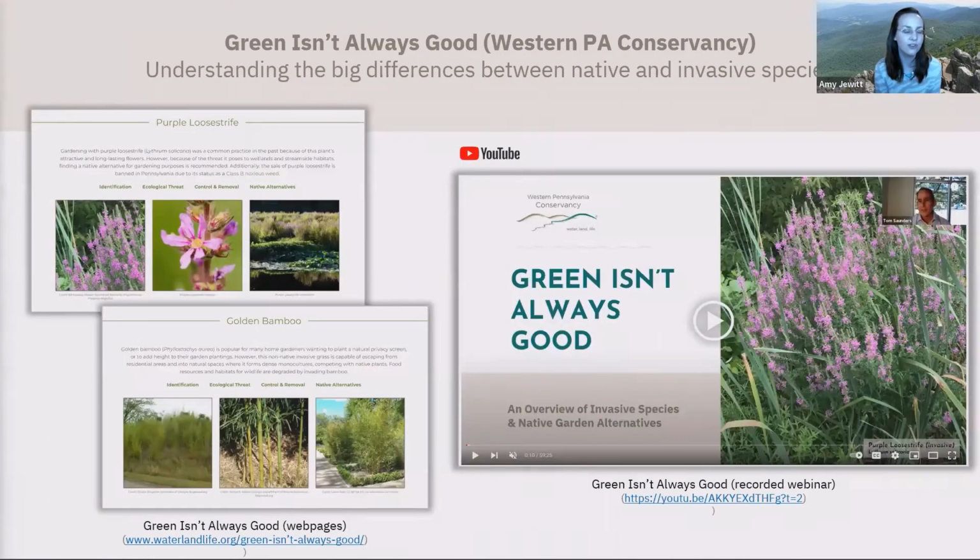So some resources that are available specifically from my organization with the Western PA Conservancy. Last year, we did a special webinar training and we updated our website with information that we are categorizing green isn't always good. And as you can probably guess as far as what that's referring to, we were talking about invasive species and how a lot of times the greenery that you might see in your local natural areas or your parks might not be a good plant. Maybe it's something that's causing harm in those areas.